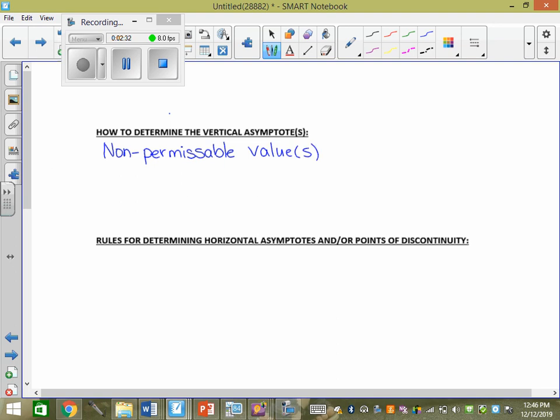So the non-permissible values can result in a vertical asymptote. And I say can result because sometimes they're actually the point of discontinuity, which will make sense in a little bit. So the one we dealt with on the previous page was numerator was a smaller degree than the denominator, correct? So there's rules that go with horizontal asymptotes and or points of discontinuity. So for vertical, it's always just the non-permissible values.